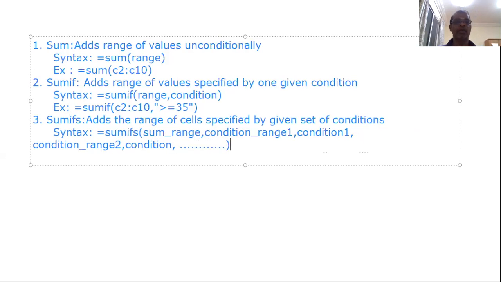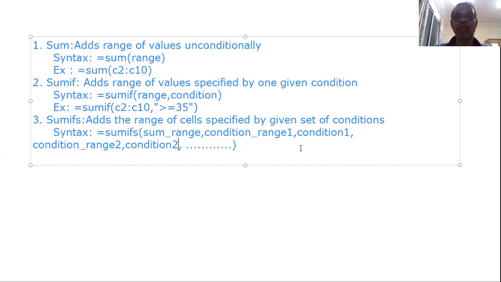See it here, in this syntax we are mentioning: this is the sum range, this is condition range 1, this is condition 1, condition range 2, condition 2. Similarly it goes on: condition range 3, condition 3, condition range 4, condition 4. Assume we are having more than one condition.